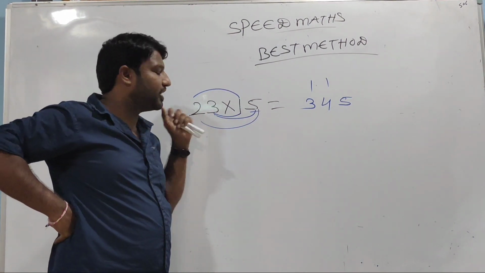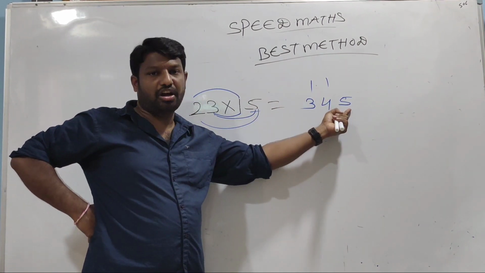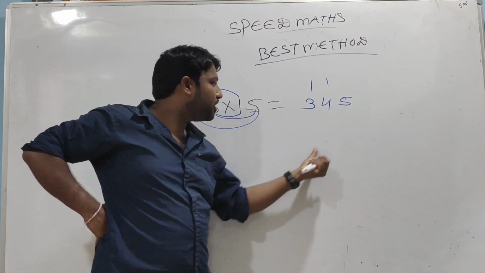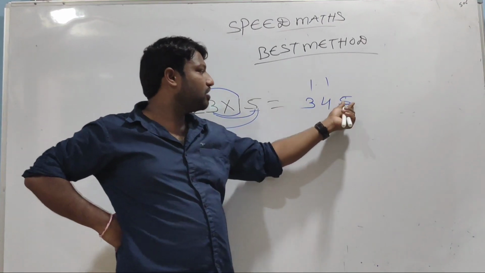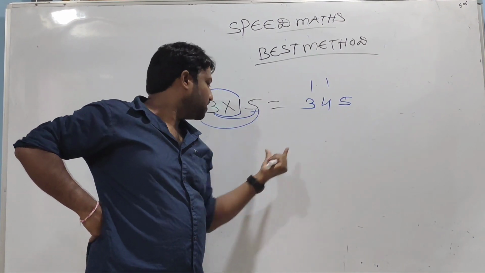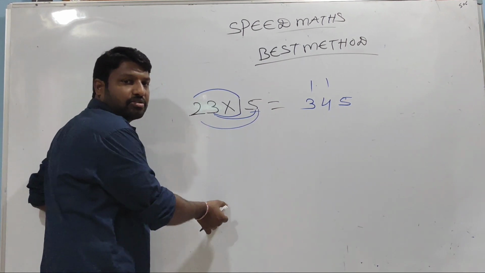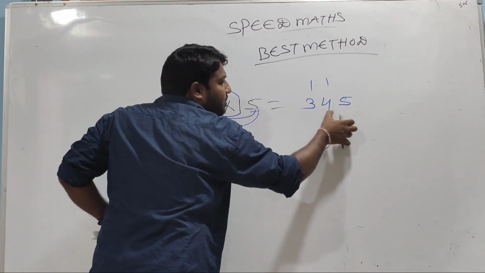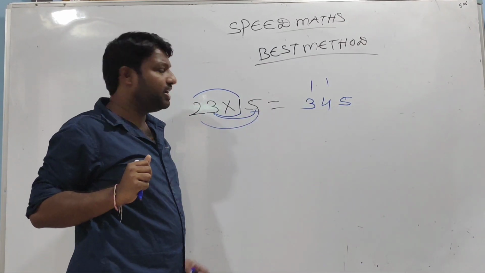This method is very useful because the first time you do it, you get the last digit. If the options differ only in the last digit, or in the last two digits, then you can go directly for the answer. Suppose the options have different last two digits, and only one option has 45. You don't need to check further, you can directly write 45.